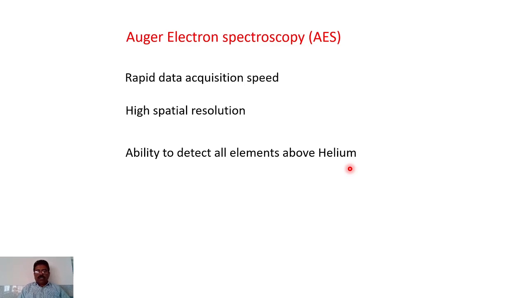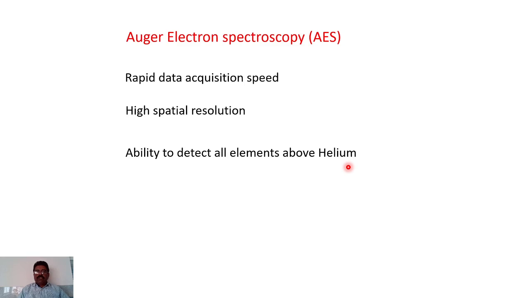So this is the characteristic of the Auger electron spectra. So in this way, we have completed this chapter, that is X-ray spectroscopy.